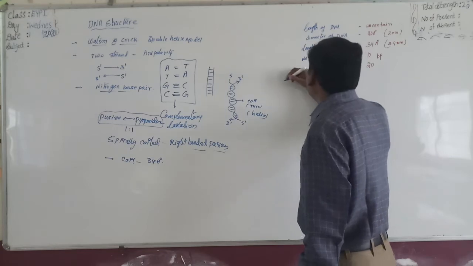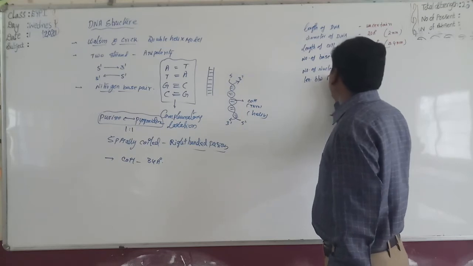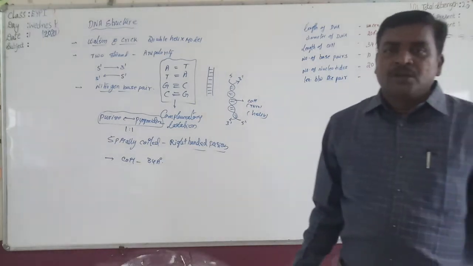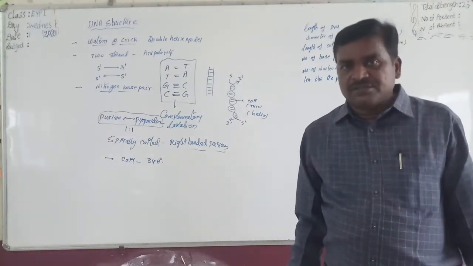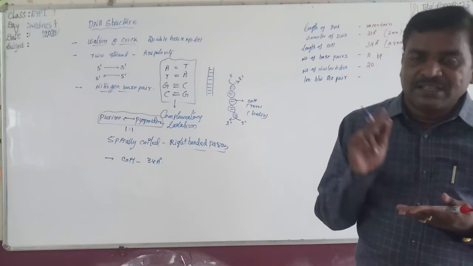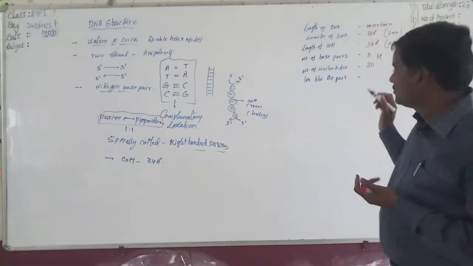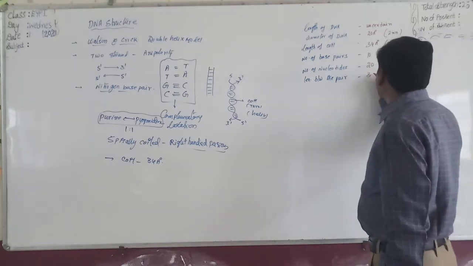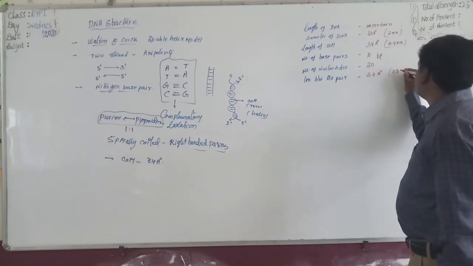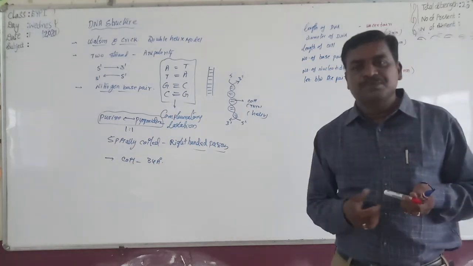And length between the successive pair, very important. Total length of coil is 34 angstroms. Here 10 base pairs are there. And what is the length between successive base pairs? 34 divided by 10 is equal to 3.4 angstroms. That is in nanometers 0.34 nanometers. That is the length between two successive base pairs.